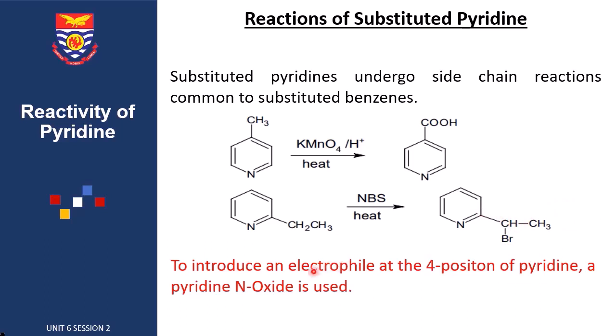To introduce an electrophile at carbon number 4 of pyridine, a pyridine N-oxide is used. All things being equal, whenever you try to bring in an electrophile at the fourth position, what you need to use to protect the carbon number 2 position is pyridine N-oxide. Whenever pyridine N-oxide is used, it forces our incoming electrophile to go to the carbon number 4 position. So please let's take note of that as well.